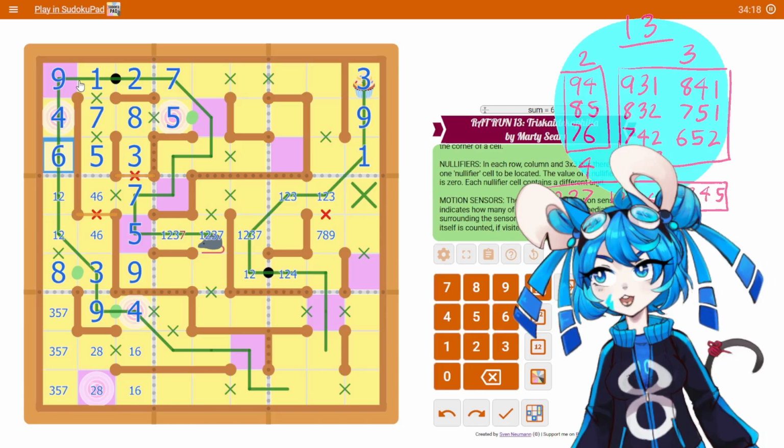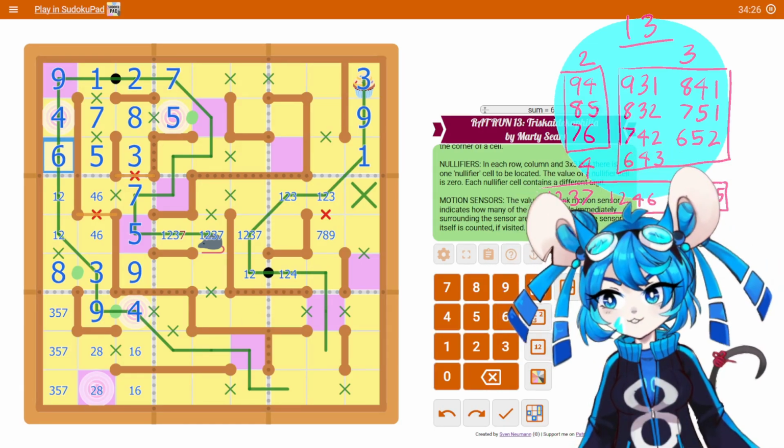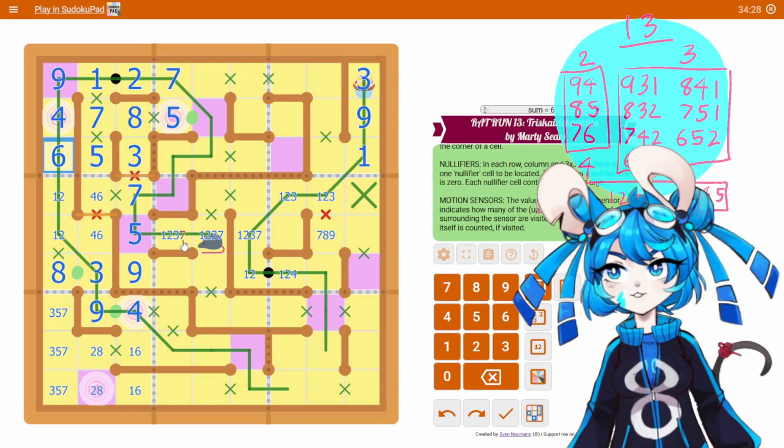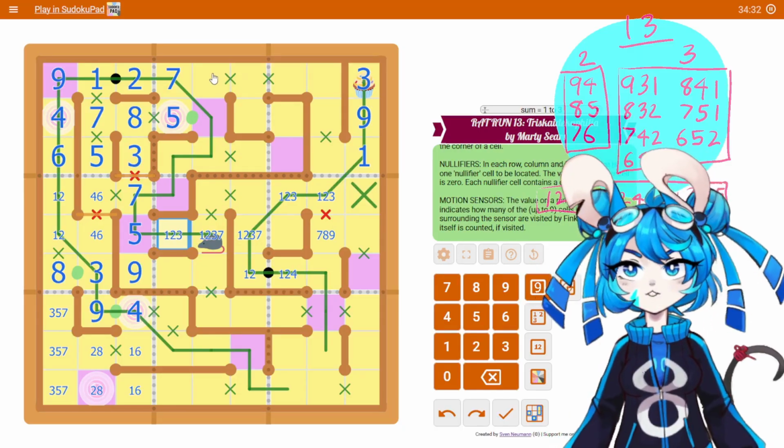So that puts the 9 here, a 6 here. It ended up looking kind of like a ham pizza, square pizza. Maybe I'm just hungry.